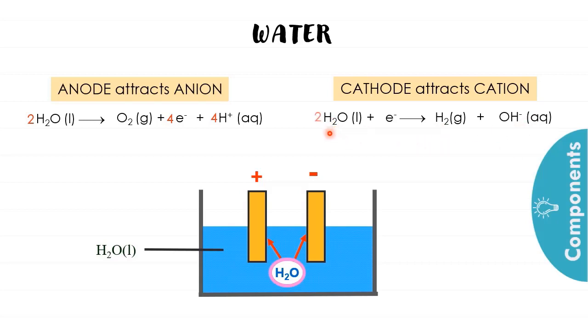So by multiplying it with 2, we're going to have 4H, so we should add 2 OH minus on the right. And lastly, balance the total charge by adding 2 electrons on the left in here. So we can use both half-cell equations whenever we are dealing with water molecules.